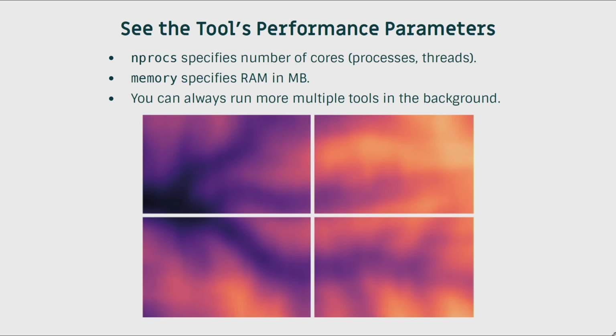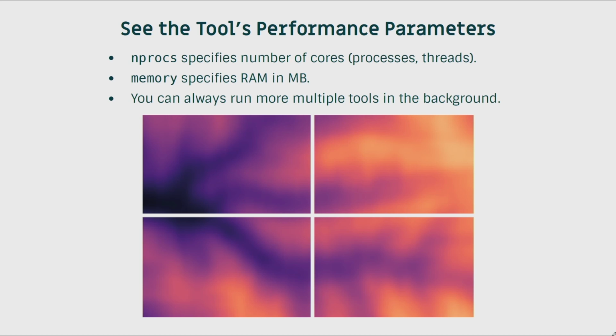Then see the tool's performance parameters. There are now several tools which are parallelized. So check the documentation and check the user interface, where you will find a parameter to specify the number of cores the tool should use. And also you will find there an option to increase the memory footprint the tool can get. And this will potentially significantly speed up the tool.